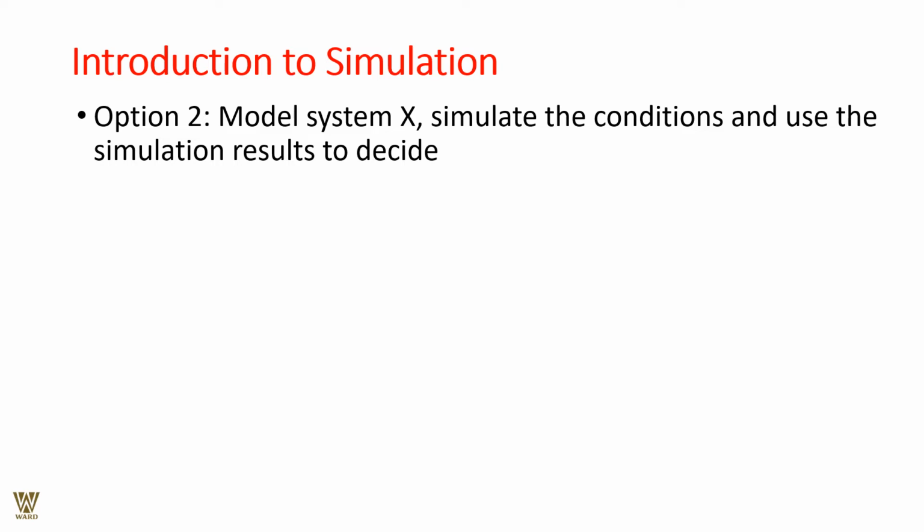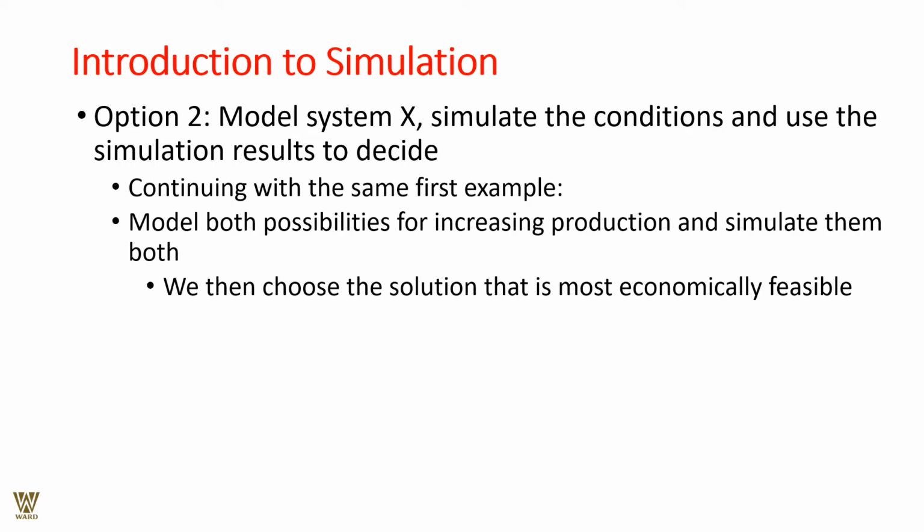Let's say we model system X that can simulate the condition, and we can use the simulation result to decide or help us arrive at a certain solution. Continuing with the first example, model both possibilities of increasing the production and simulate them. So I can increase the number of shifts in an existing location, or probably I can build a new factory or a new plant altogether.